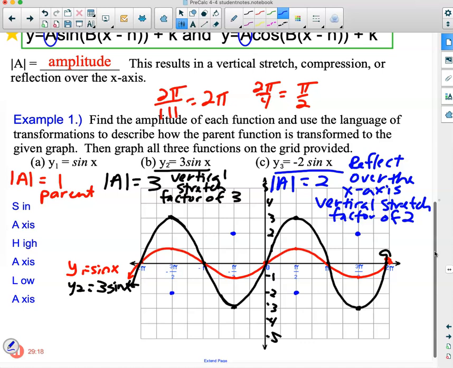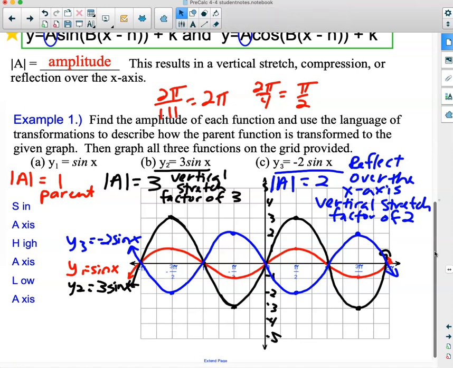And then we try to connect them all up with a nice smooth curve. And label. So you'll notice you can't use the usual pattern when there's a reflection. You have to think about the fact that it's been reflected over. And so the highs become the lows, and the lows become the highs. But with that one as well, you can definitely see the reflection, and you can definitely see the vertical stretch factor of 2 for the amplitude.